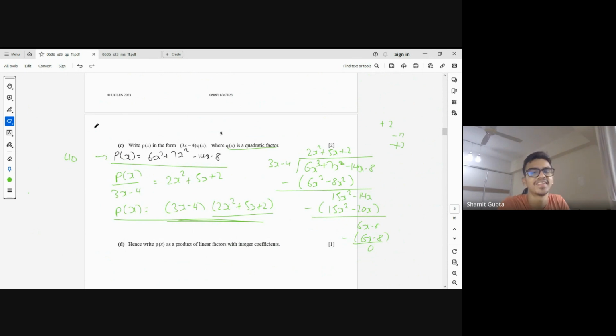I didn't complete it. Okay, now let's see if this gives you 40. So p(x), the black one, gives me 40. The green one, the final one, should also give me 40. Let's check again. Yeah, now it's giving me 40.